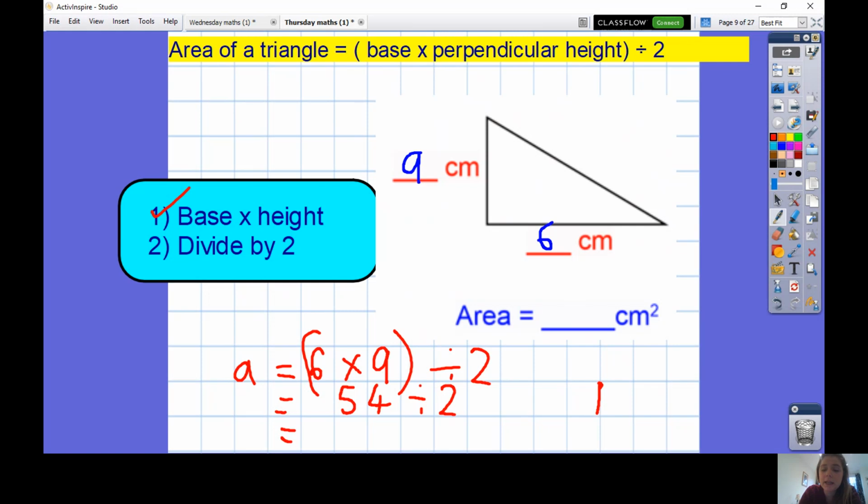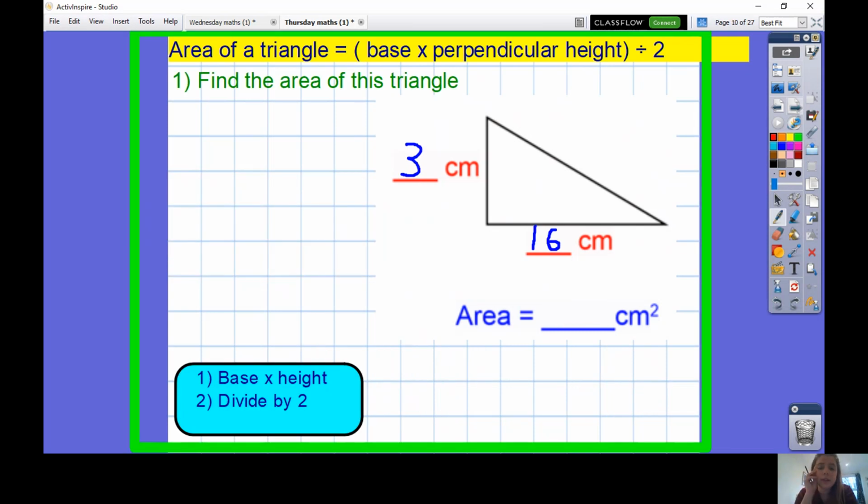Either use the bus stop method here if you're not confident with your halving, or you can break it down. Half of 50 is 25 and half of 4 is 2. Add them together and you've got 27 centimetres squared. Let's check over here. 2s into 5 is 2, regroup 1, 2s into 14 is 7. 27 centimetres squared.